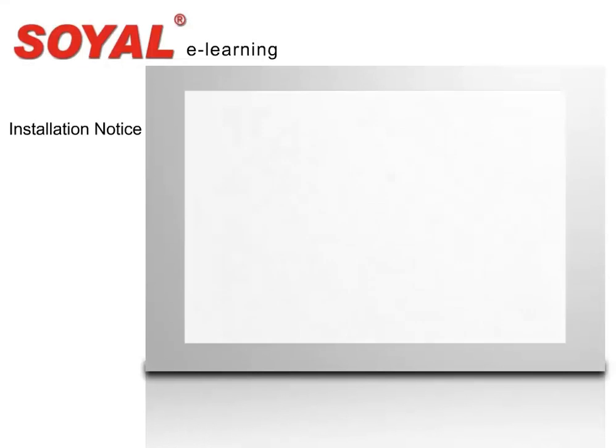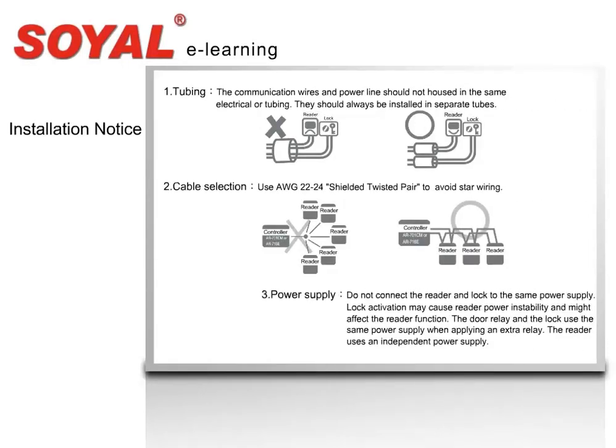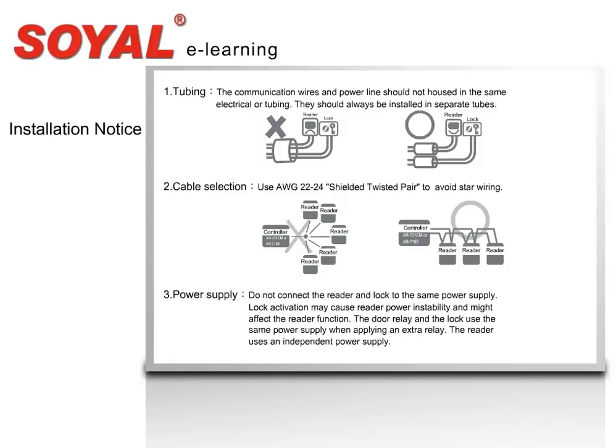Installation notice. First, tubing. The communication wires and power line should not be in the same tubing. They should be installed in separate tubes. Second, cable selection. We need to use good wire materials, like AWG 22 to 24 shielded twisted pair, and avoid star wiring. Third, power supply.